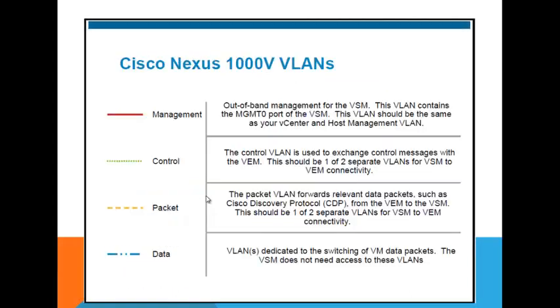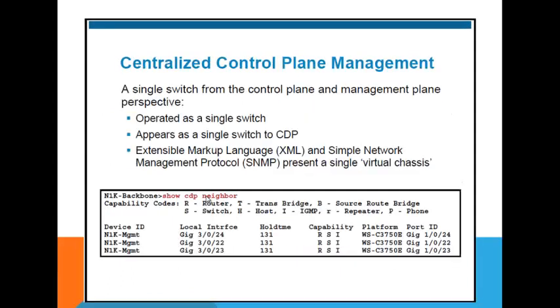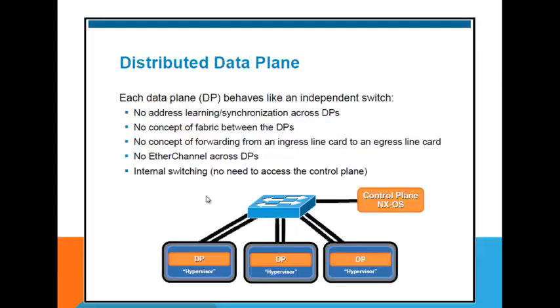This is what I already explained. Management traffic, control traffic between VM and VSM and VEM, carrying port profile and so on. Packet traffic, that is also between VSM and VEM, carrying CDP kind of messages. Data traffic is the one which carries the traffic that is coming out from each VM.